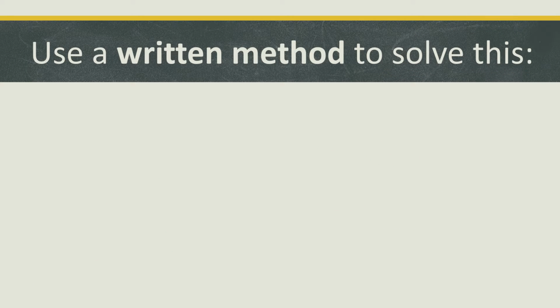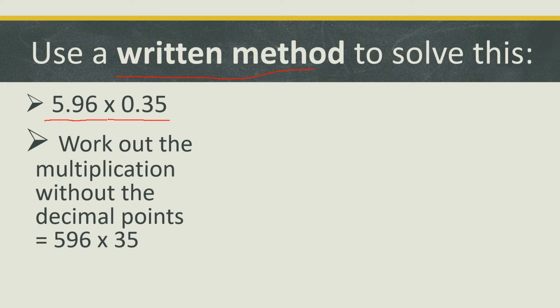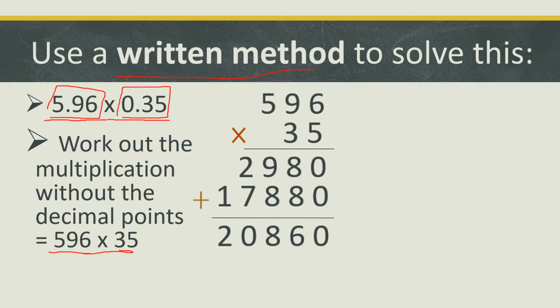Now for the next question, we need to use a written method to solve. 5.96 multiplied by 0.35. So we're gonna multiply it without the decimal points first. So when we remove the decimal points from 5.96, we'll get 596. And when we remove the decimal points from 0.35, we'll get 35. So 596 multiplied by 35, you'll get 20,860.